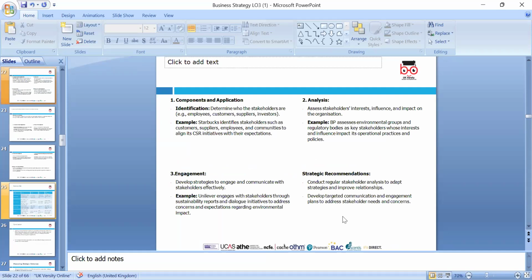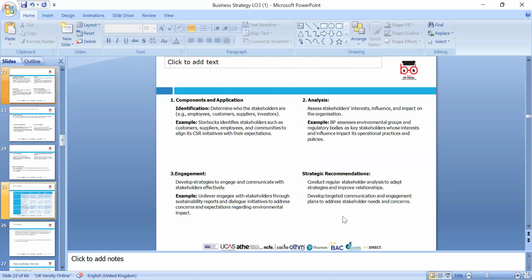We can look around the power and interest. We can look around CSR, corporate social responsibility, as an organization engaging with the stakeholders before making any final decision. Analysis: we have BP, British Petroleum, which is quite big, like Shell. Environmental groups, so we have to involve and engage with them.